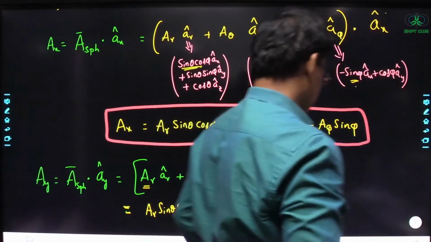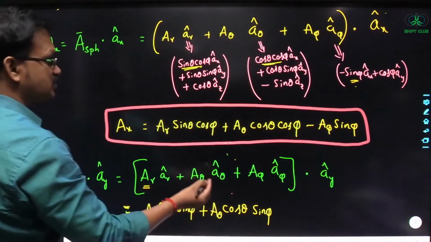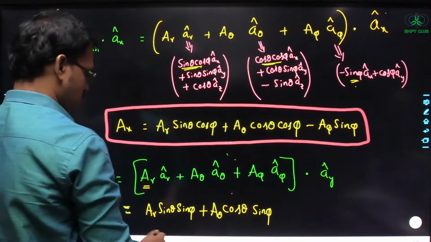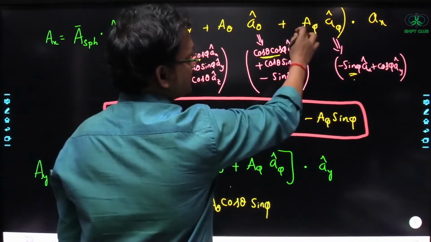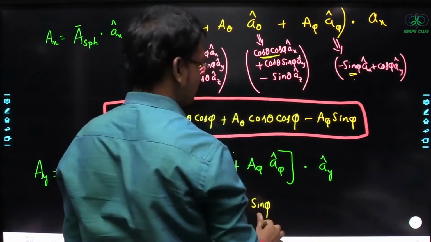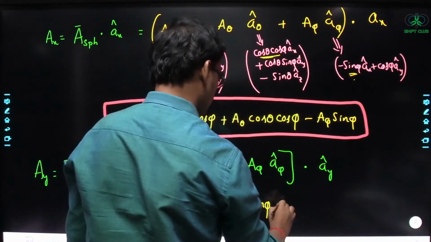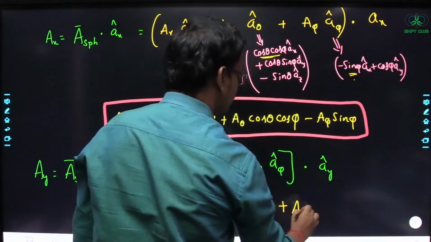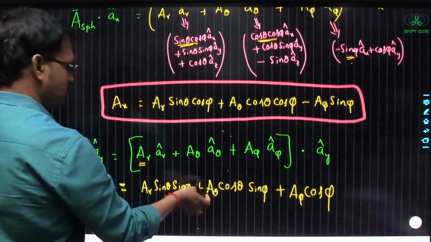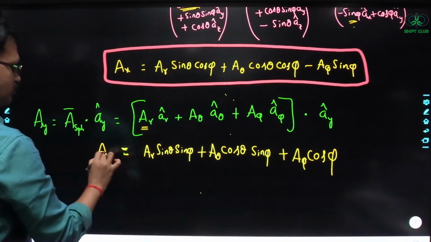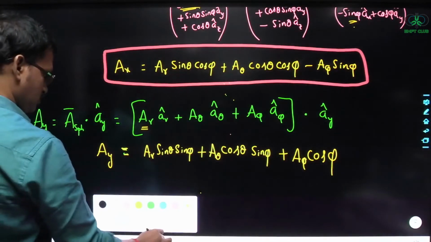Okay, so sin theta cos theta into sin phi, right? Next, consider the Y component: A phi into cos phi. So plus you are going to have A phi into cos phi. So this is nothing but the Y component, right?